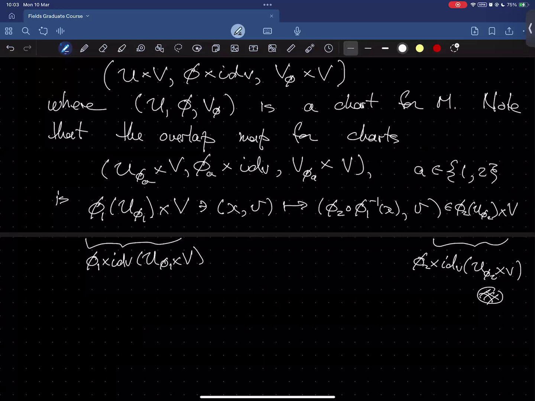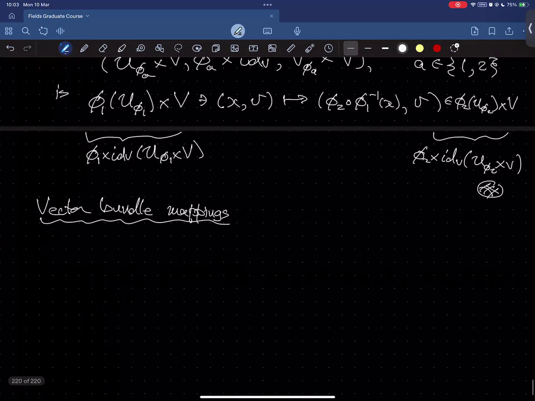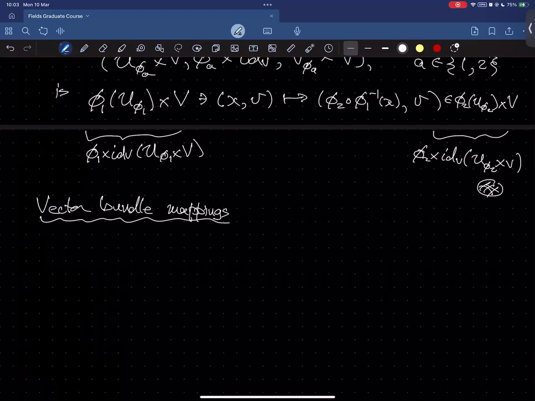So now let's look at vector bundle mappings. You won't be surprised to know what vector bundle mappings are. If a vector bundle is a manifold that locally looks like a local vector bundle, a vector bundle mapping is going to be a mapping whose local representative is a local vector bundle mapping. So the construction is by grammar.